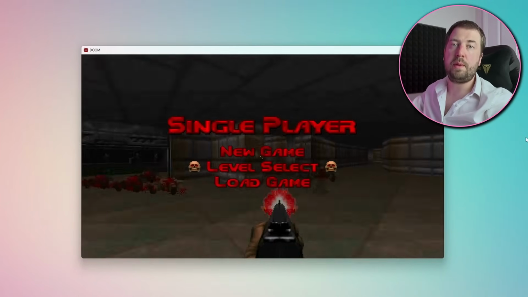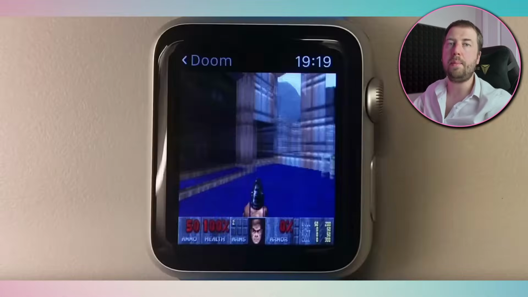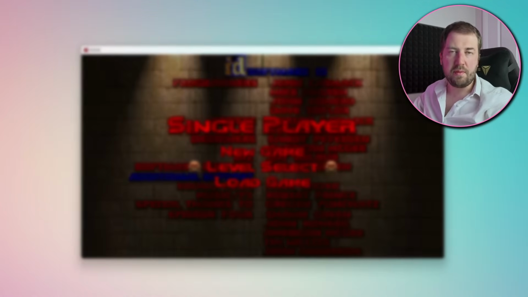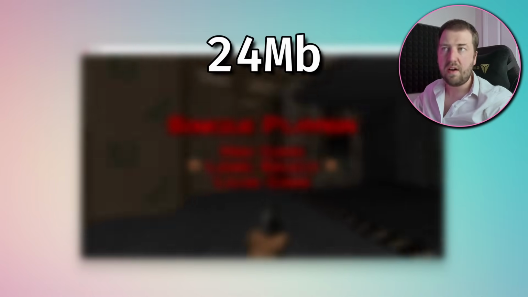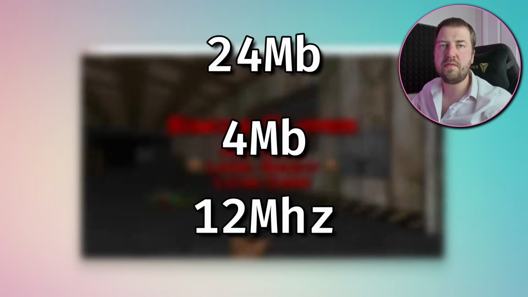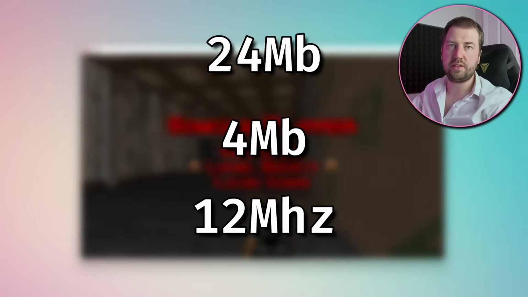This is why you see a lot of people running Doom on weird and wonderful hardware, because it doesn't require a dedicated graphics card. To put this in perspective, the minimum requirements for Doom was 24 megabytes of free hard drive space, 4 megabytes of RAM, and a 12 megahertz processor. That's a lot of megas in the world of gigas and teras.